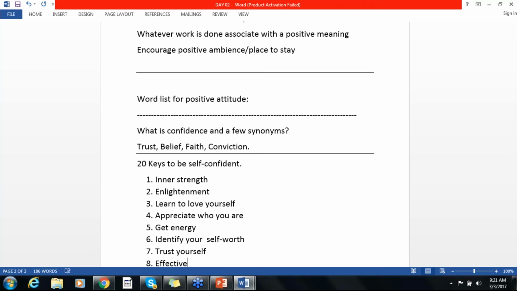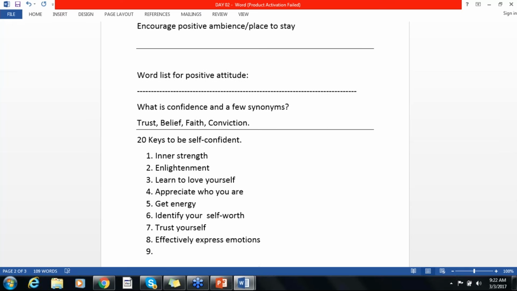Effectively express emotions. So we need to effectively express emotion. What are these emotions? Emotions are happy, joy, sad, sorrow, okay, feeling sad, sorrowful, or unhappy, feeling of contentment, and what else? Feeling happy, pleasant. So all these are our emotions.